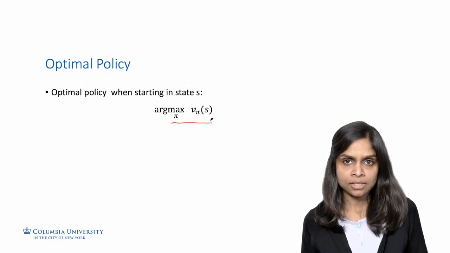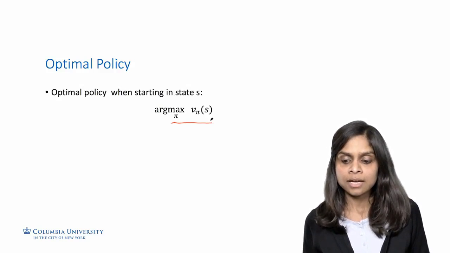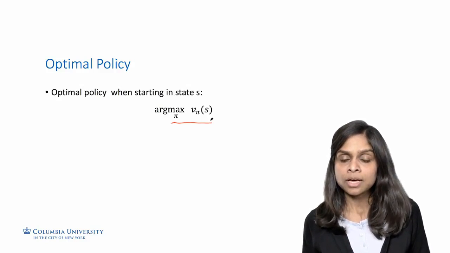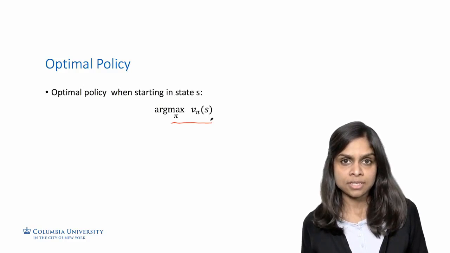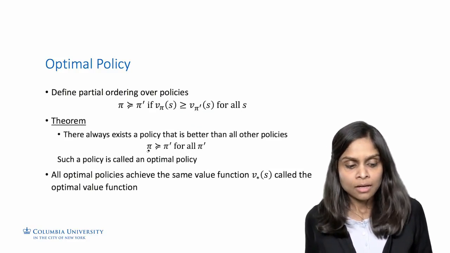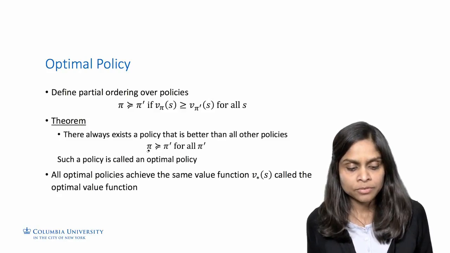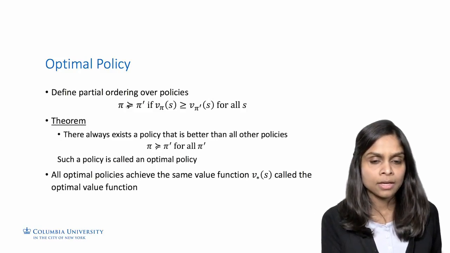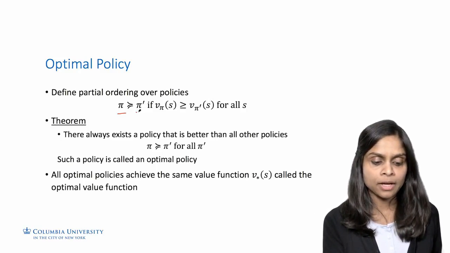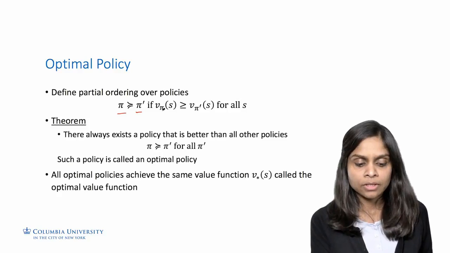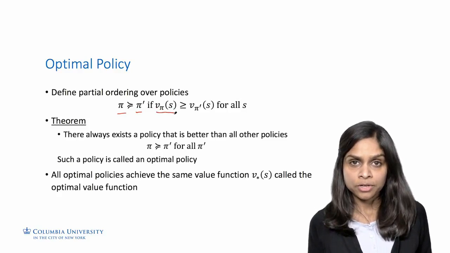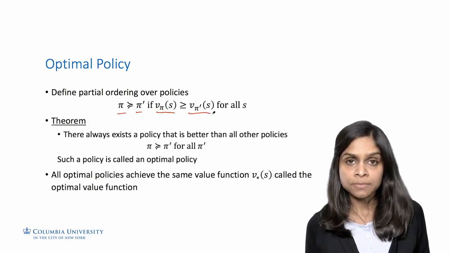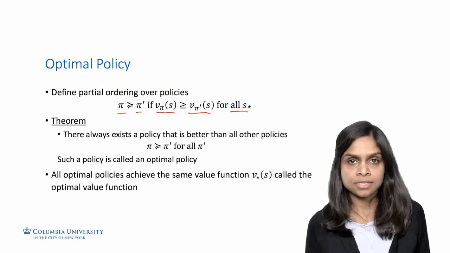A remarkable result in MDPs that we'll now look at is that in fact there exists a single policy that is as good as any other policy for all starting states. More formally, let's define a partial ordering over all policies of the MDP. In this partial ordering, we say that a policy pi is better than another policy pi prime if the value of policy pi for a starting state S is better than the value of policy pi prime for the same starting state S, for all S.